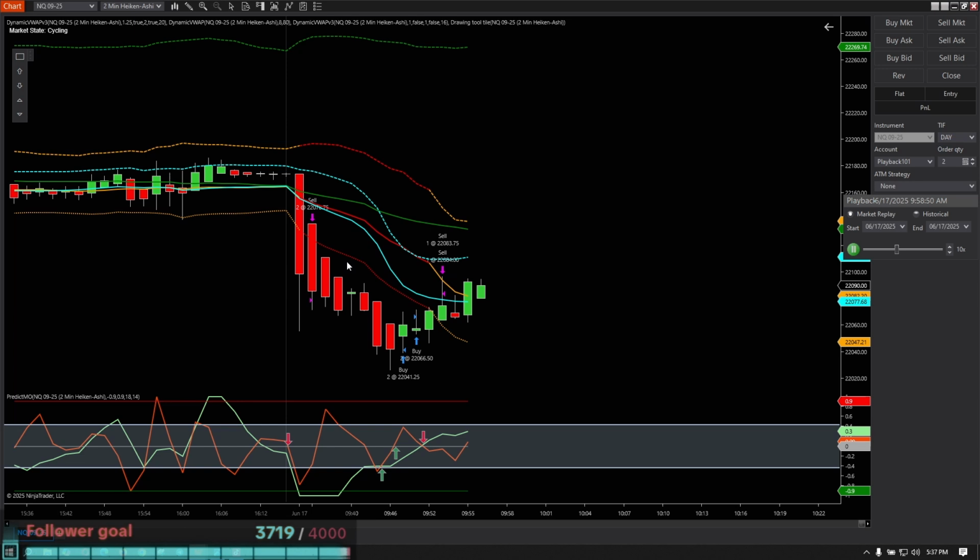The VWAP turned red, and as soon as price rolled back into our dynamic VWAP, the VWAP turned orange. This is telling you that the market is cycling, and you can see it printed on the upper left quadrant of the chart. It tells you that the market's cycling, so there's no confusion in your process, okay? You're inside the 15-bar VWAP right here, guys.